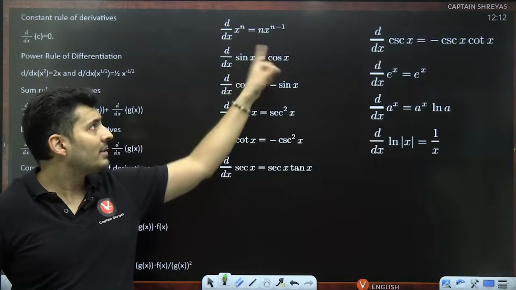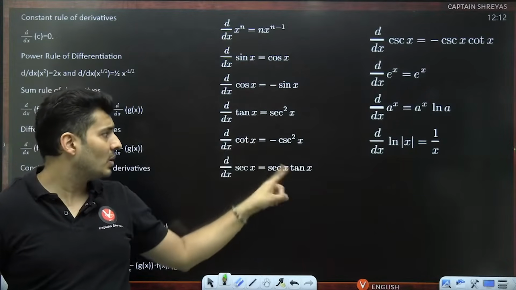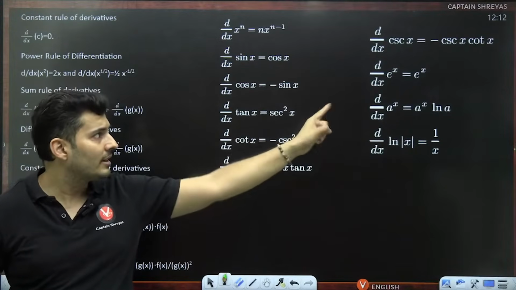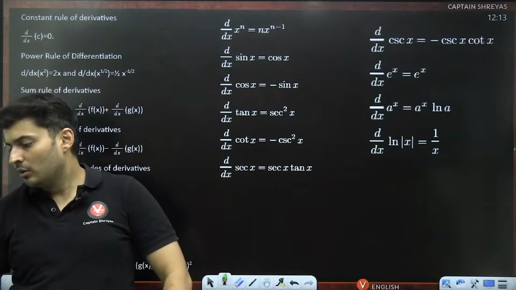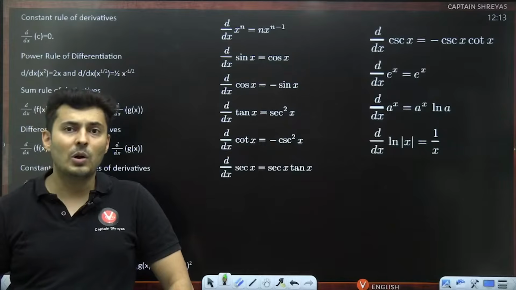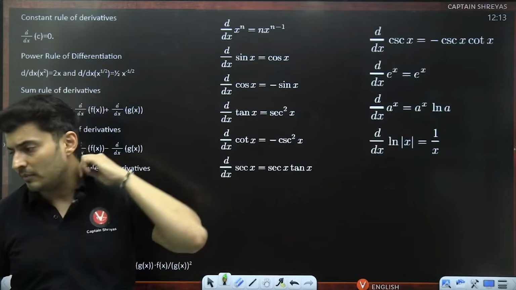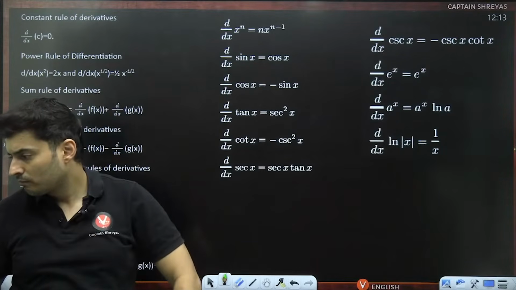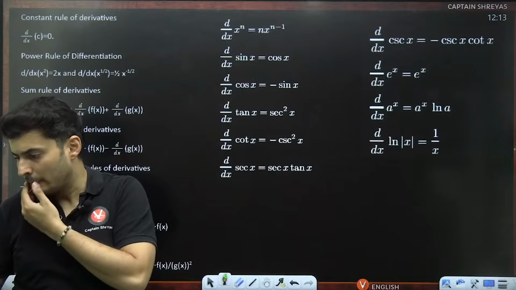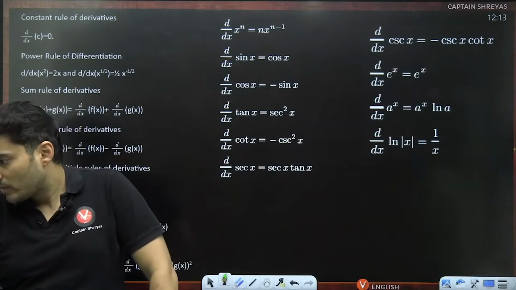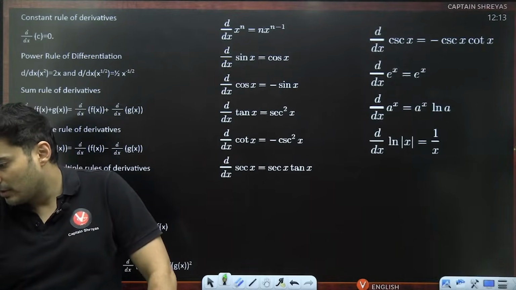What is the derivative of x raised to n, sin x, cos x, tan x, cot x, sec x, cosec x, e raised to x, a raised to x, log x? These are the only derivatives you need to know. No need of inverse trigonometry and complex things. That will not come. Okay, just take a moment, write it down quickly. We'll start with problems. We'll start with many questions now.